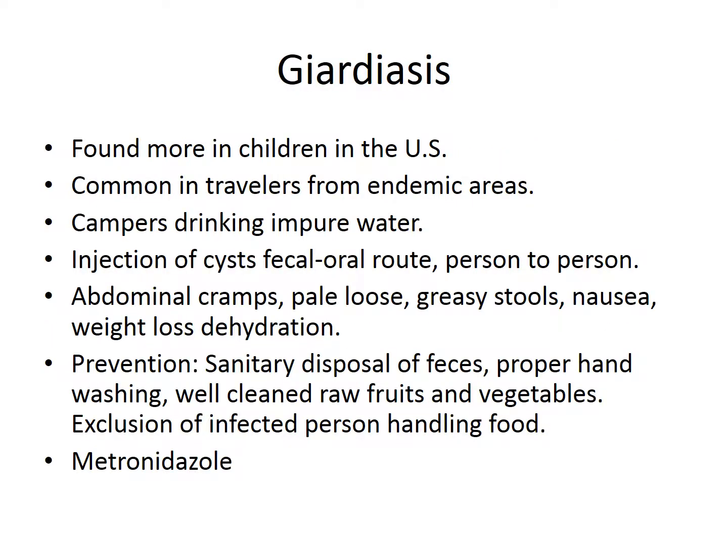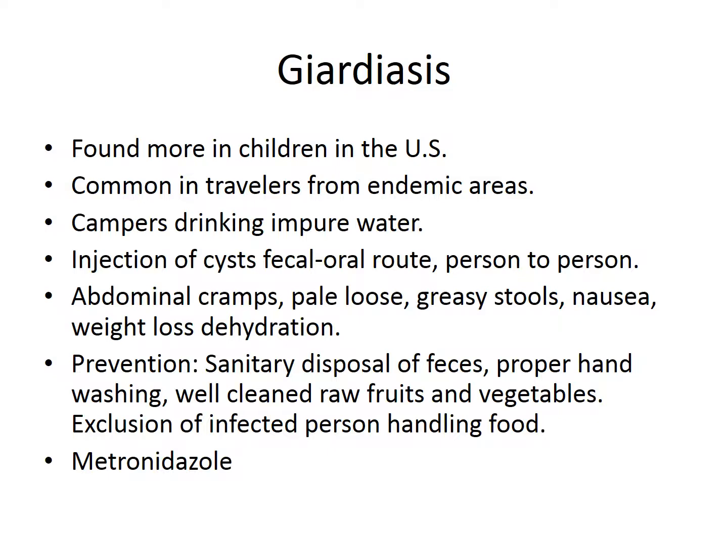The next disease that we're going to look at is Giardiasis, and it's found more commonly in children in the United States. It is also common in travelers from endemic areas, and campers that are drinking impure water from streams or lakes. It is the ingestion of these little cysts from the Giardia protozoan that are acquired through the fecal-oral route and person-to-person.